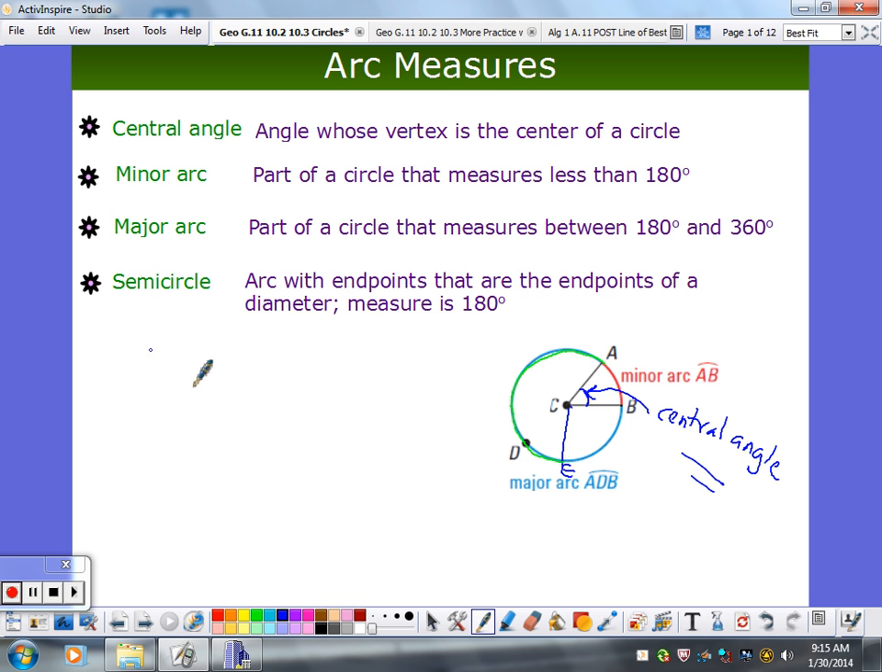180 degrees: a semicircle. What's a semicircle? Half a circle, right? It's going to measure what? 180. So if this is a diameter, then this piece here would be a semicircle, and what's its measure? 180 degrees. So we're really taking fractions of the 360 when we section off these little arcs.